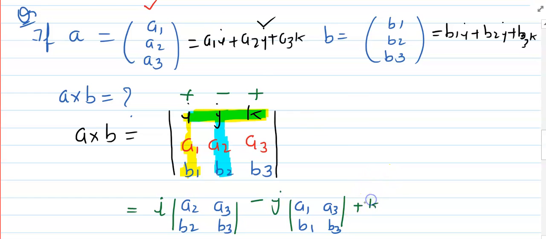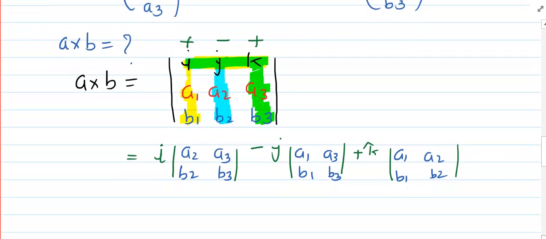Now it's plus k, so you can write down here plus k. And what is left? Now you can leave this row and this column. So if you see what is left, A1, B1, and A2, B2. So let's write down here A1, B1, and A2, B2, right?